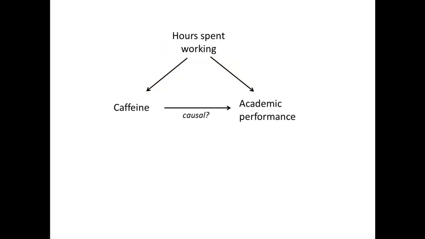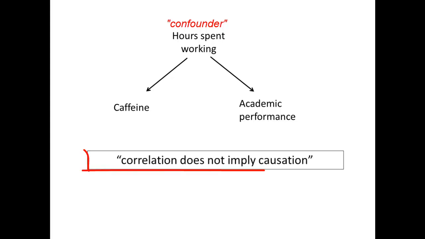If true, then giving caffeine pills to academics is not going to raise their performance because there is no causal link. It is confounded by the duration of working hours, and we call this variable a confounder. Confounding is the biggest issue that prevents the attribution of causality in an observational study. And you've probably heard of the phrase, correlation does not imply causation, which is a useful mantra to refer back to when interpreting results from observational studies. So just because we find an association, it does not mean that it is causal. There may be other factors that explain it.